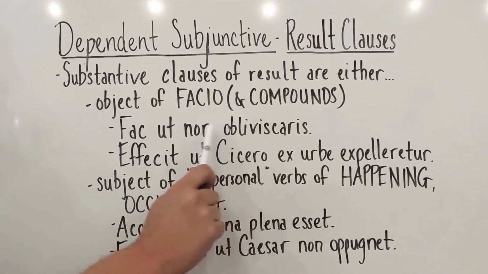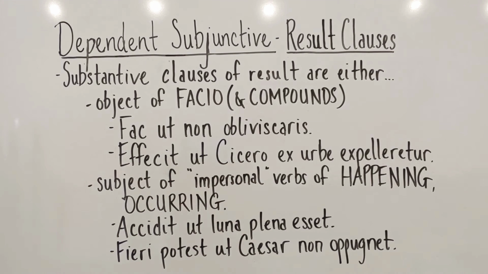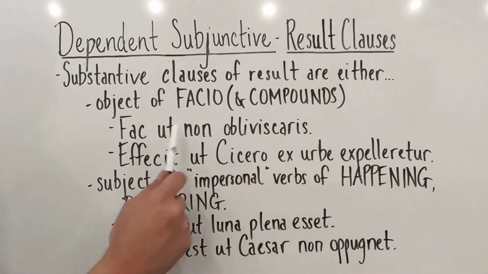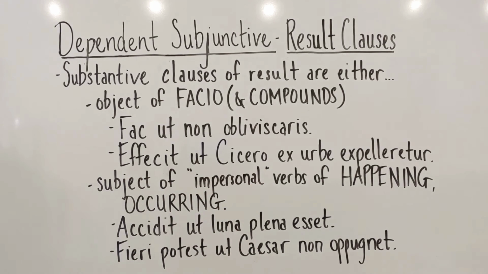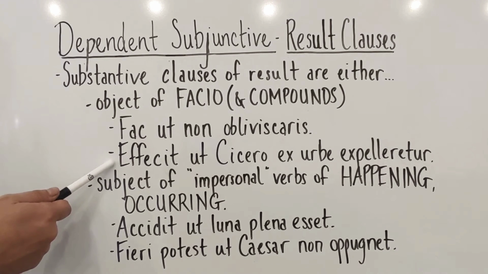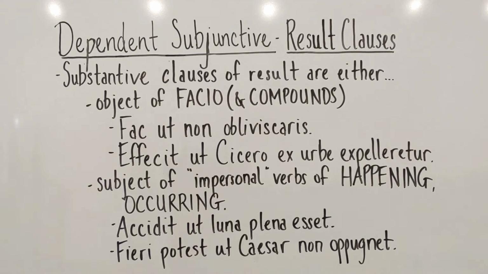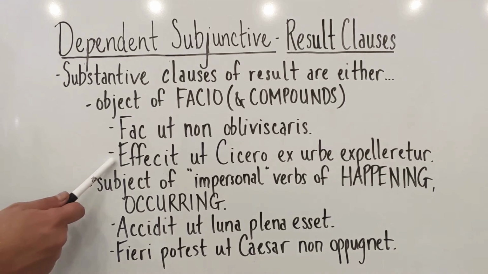This is a noun clause, a substantive clause. It answers the question, what? What am I telling you to take care of? That you do not forget. Ut non obliviscaris. This also works with compounds of facio, like efficio. So efficio, to bring about, to succeed. Ex facio, to do something so you bring out or bring about something else. So effecit, he brought it about. He caused it. He caused to happen.